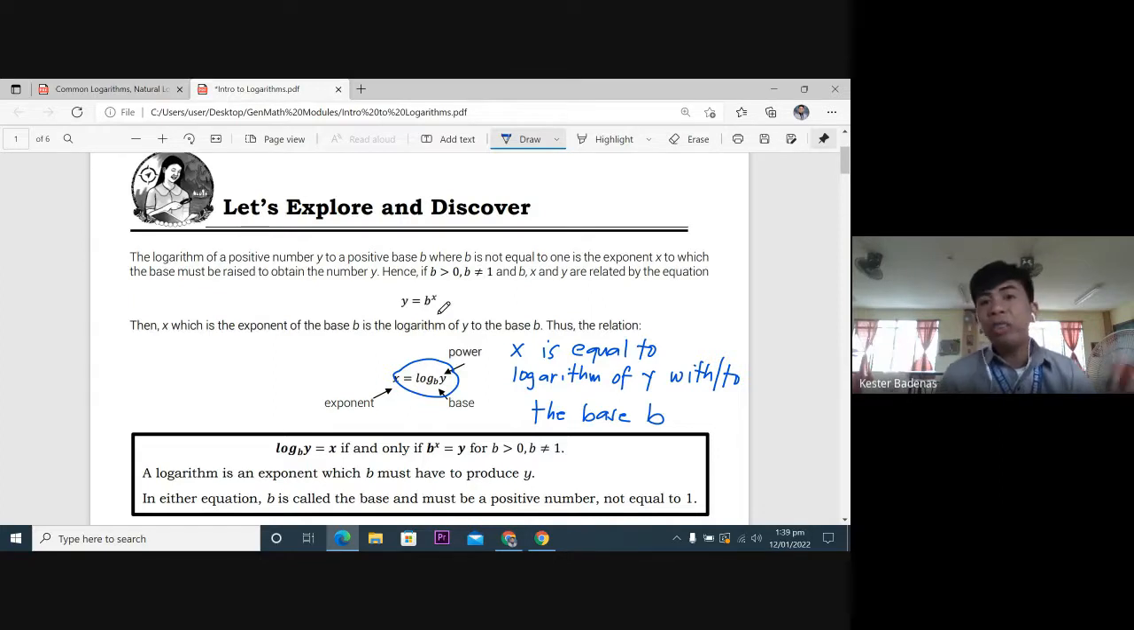Okay, don't worry, later on we will study how to transform an exponential function or equation to logarithmic form and vice versa. Okay? Sige.